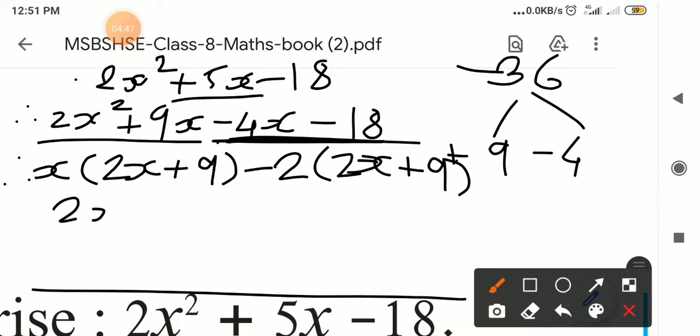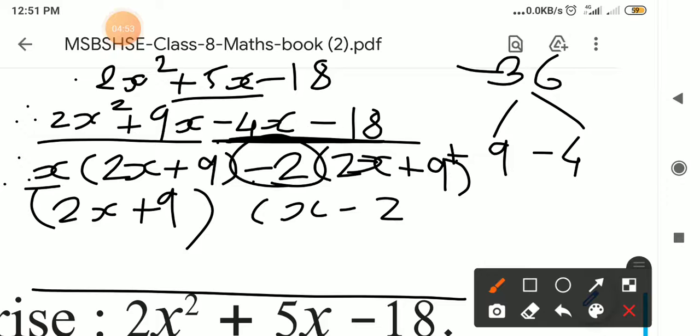I will write it here. And the uncommon factors, that is x and minus 2. These two are the uncommon factors. Okay, that I have to write into the another bracket. So the factorization of 2x square plus 5x minus 18 is 2x plus 9 and x minus 2.